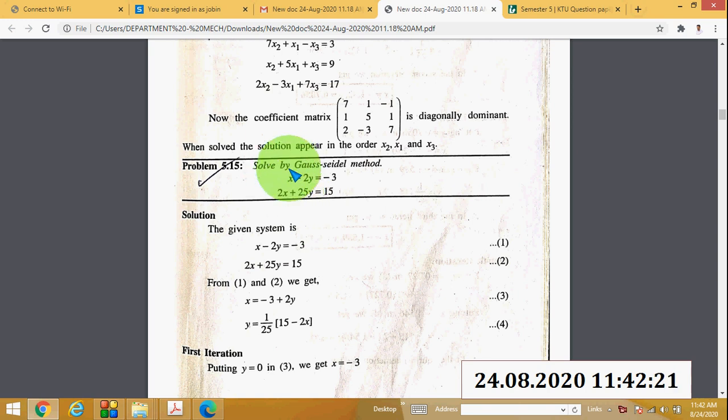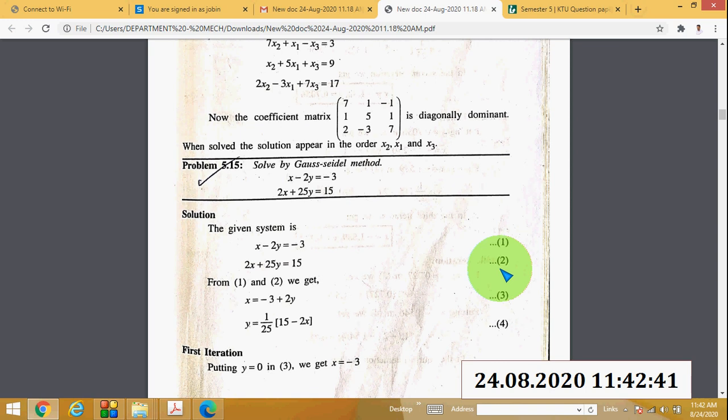Here the question is: solve by the Gauss-Seidel method. x minus 2y is equal to minus 3, 2x plus 25y is equal to 15. First you have to write the given system: x minus 2y is equal to minus 3, this is equation number 1. Then 2x plus 25y is equal to 15, this is equation number 2.